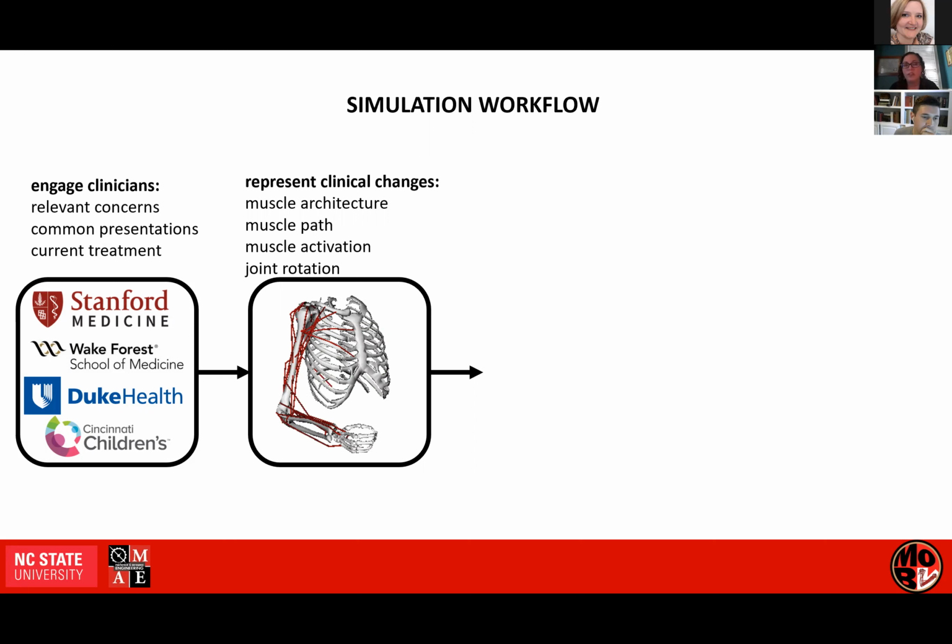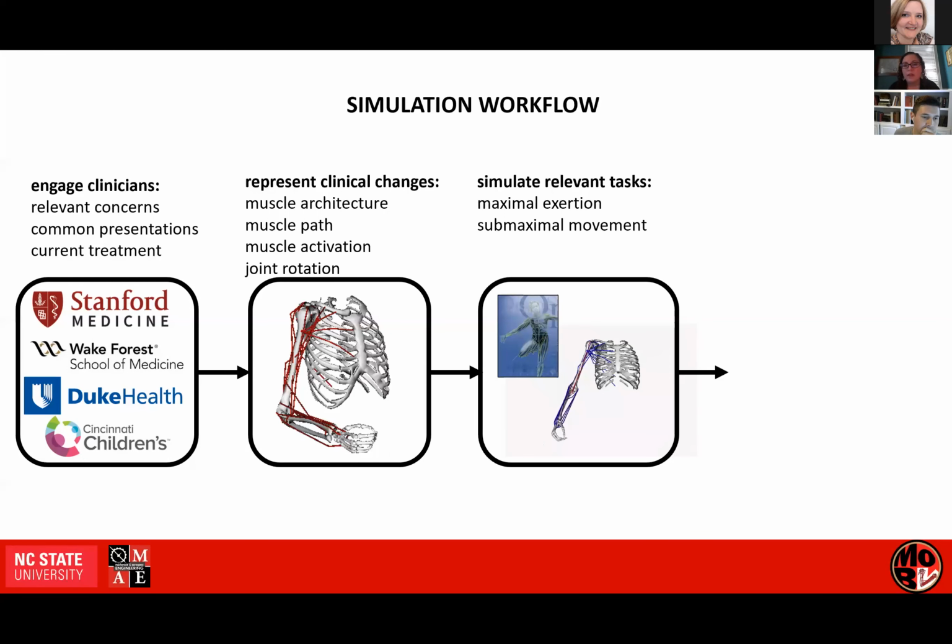We might have information from specific patients that we use to personalize the models. And then we would simulate relevant tasks. And these might be tasks such as maximal exertion, so we can estimate strength, or they might be submaximal movements that are relevant to activities of daily living that a person needs to be able to perform to be independent, like feeding themselves or hygiene, or in a work setting, it might be some sort of ergonomic task, or in a military setting, it might be being able to work with some piece of equipment.